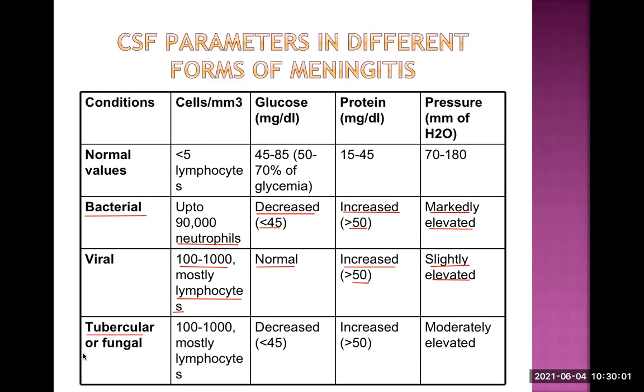Now, tubercular or fungal meningitis is a type of chronic meningitis. In chronic meningitis also, there will be lymphocytic predominance, and the number of cells is quite variable. Regarding the glucose, it is decreased now. This is how we differentiate viral meningitis from tubercular meningitis. In both, the picture is the same, with lymphocytic predominance, but in viral, glucose is normal, while in tubercular or fungal, glucose is decreased. Protein is increased, more than in viral, and pressure is also moderately elevated. This is how we reach the diagnosis.